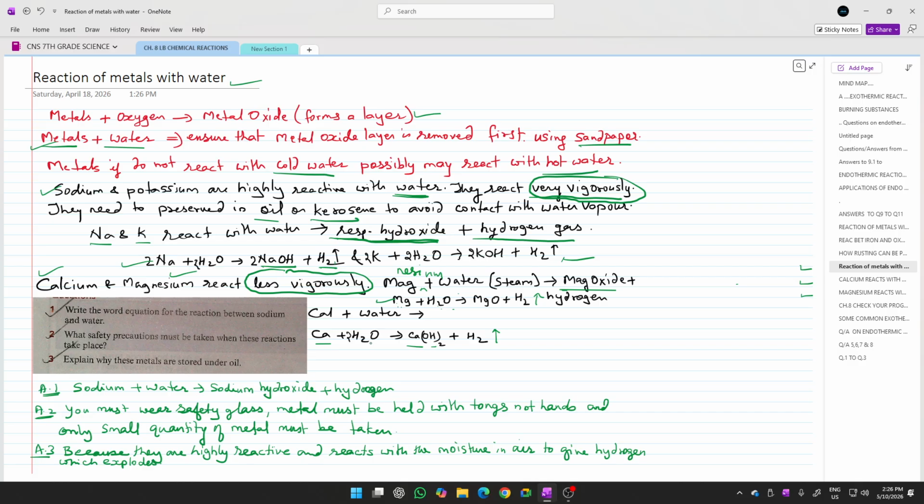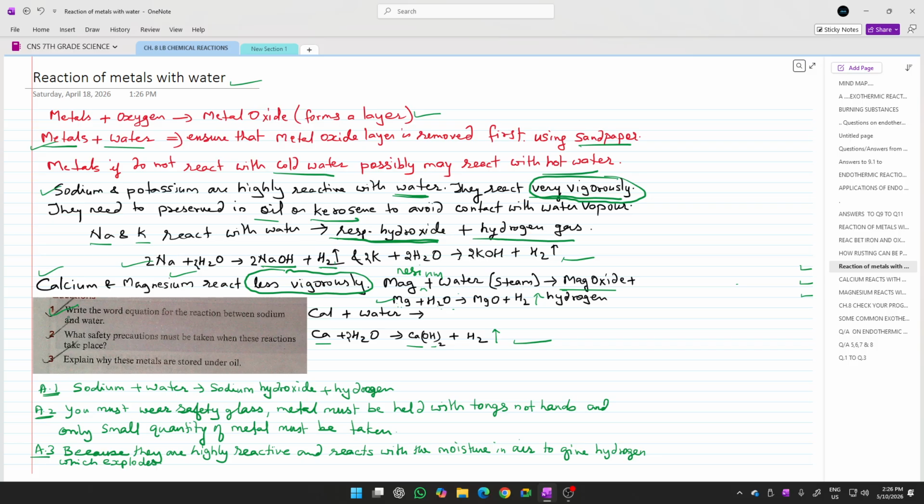And calcium plus water will give you calcium hydroxide plus hydrogen gas. This is that reaction. Okay. Now let us try to answer some questions connected to this particular topic. So first let us see this question number 1.